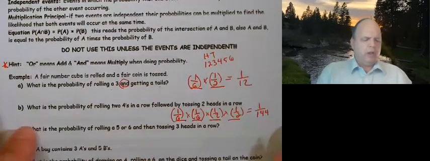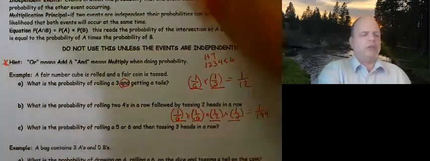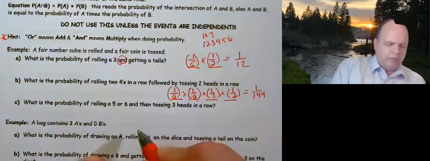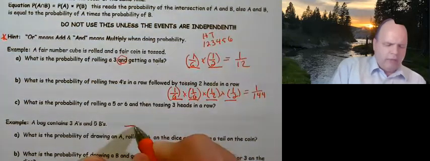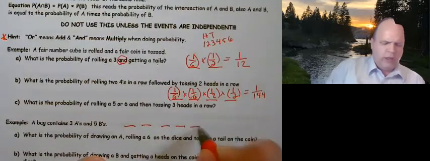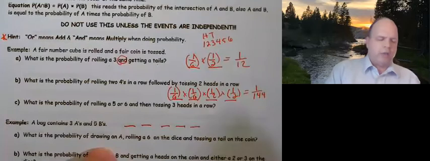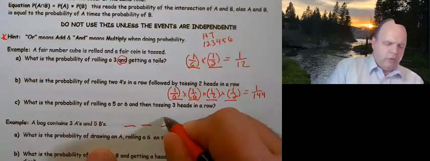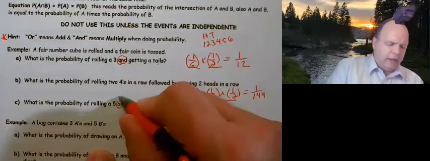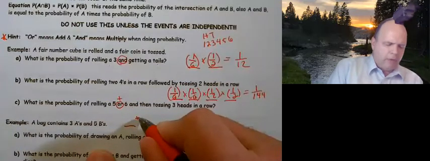What's the probability of rolling a 5 or a 6 and then tossing 3 heads in a row? So we want to roll a 5 or a 6 and then toss 3 heads. Well, first off, one 5, one 6, and then 3 heads. We've been talking about the heads, so let's do that first. So actually, we'll just go back. First off, the word or. Be careful. We know that or means add. So I'm going to put the addition sign right there so that I remember to add.